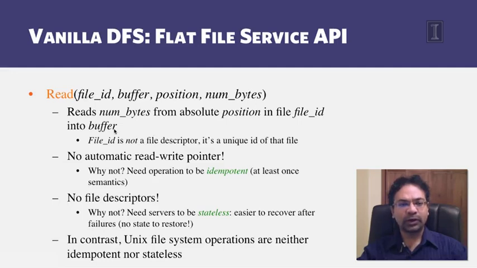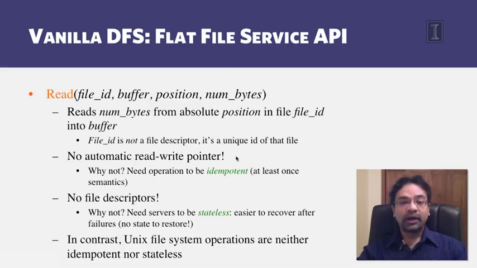Now, a few things to note here. File ID is not a file descriptor. There is no notion of file descriptors in our vanilla DFS. The file ID is a unique ID of that file. It's not a file name, it's a unique ID, and you obtain that ID by using the file name from the directory service, as you'll see soon. The other thing to notice is that we are using an absolute position in the file. We're not using an automatic read-write pointer.